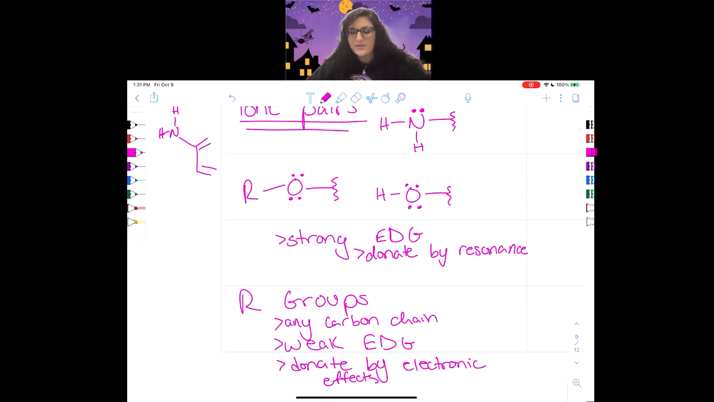And someone asked in the chat, what is a strong electron donating group? If that didn't answer your question, let me know. And then an example for a weak electron donating group is just any R chain. So it would look something like that. And if we wanted specifics, we could have an ethyl group.